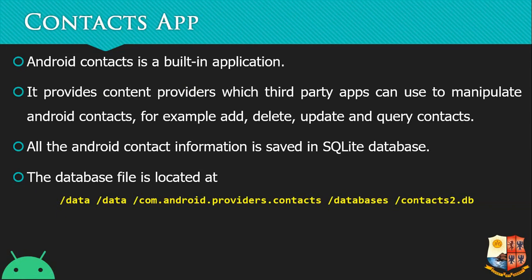data/data. Inside that there is a folder called com.android.providers.contacts. By now, I guess you can understand what that big statement is. It's just the package name of that particular app. Inside that there is a folder called databases, and inside that you have contacts2.db. This is the file which actually stores all your contact information.